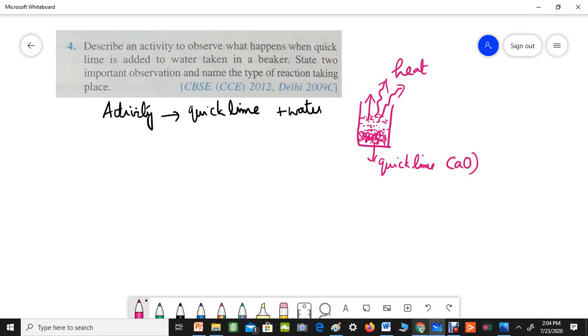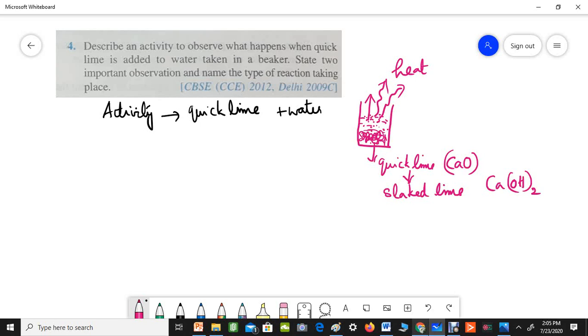Quicklime formula is CaO because it's calcium oxide, and after the reaction it is converted to slaked lime, and slaked lime is calcium hydroxide. So this is the basic formula for this reaction. Whenever you get a question like this, you need to write this activity in the form of an experiment. What is the form of an experiment? You need to write it as aim, materials required, procedure, observation and conclusion. This is the format of an experiment.